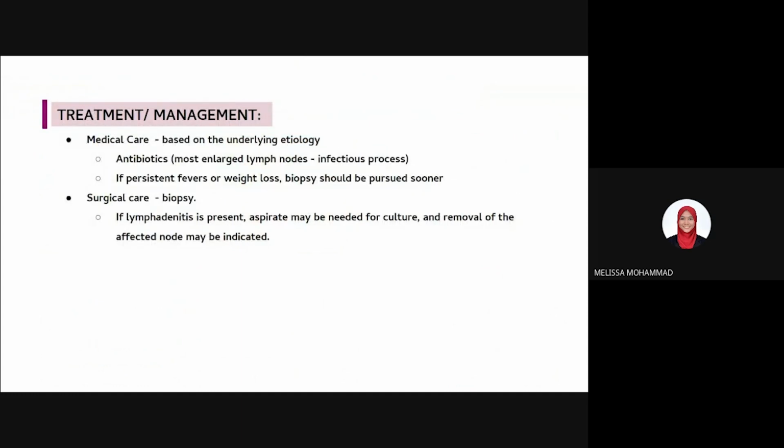For the treatment and management, medical care is given based on the underlying etiology. So we can give antibiotics. If there is persistent fever or weight loss, biopsy should be pursued sooner.